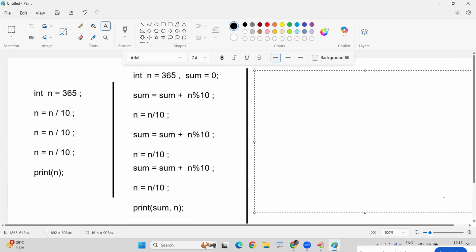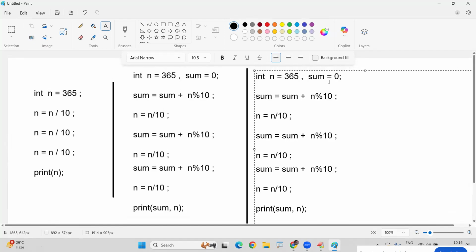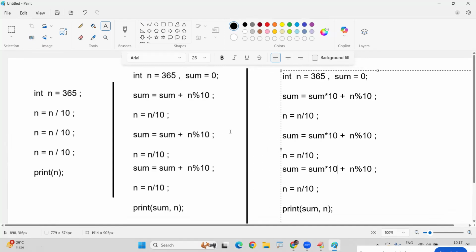Next one again. Sum equal to sum into 10, just only into 10 I'm adding, plus n mod 10. Finally printing that sum value and n value. Please write these 3 programs. Note down all the 3 programs. And please try to write the logic for this.